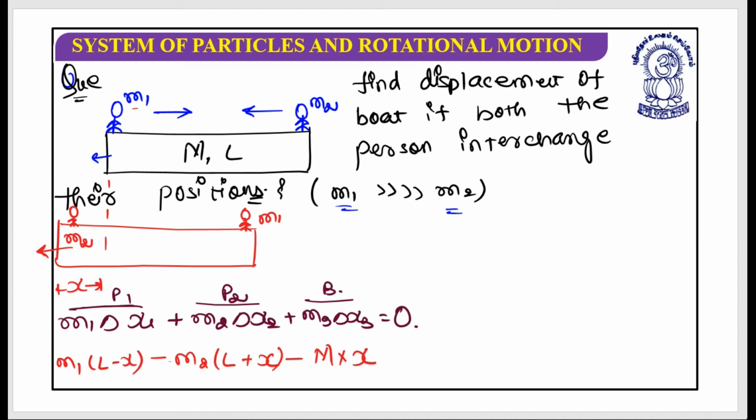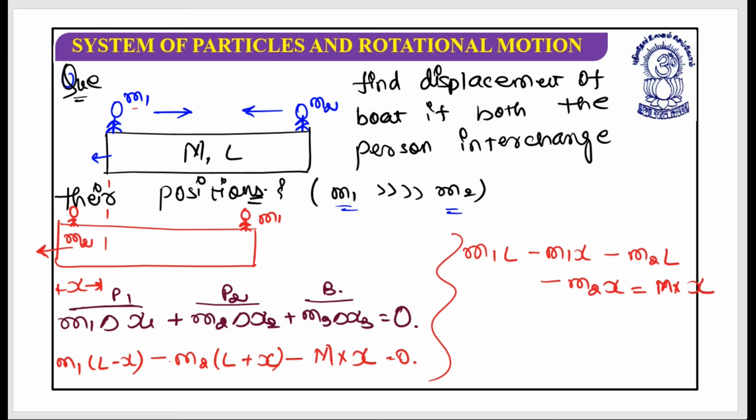So when m1 has to travel only the L minus x distance, it is confirmed that m2 needs to travel an x distance more than this, so it needs to travel L plus x, and this is equal to 0. I hope this is clear. So if you want to solve this, it could be written as m1L minus m1x minus m2L minus m2x equals capital M into X.